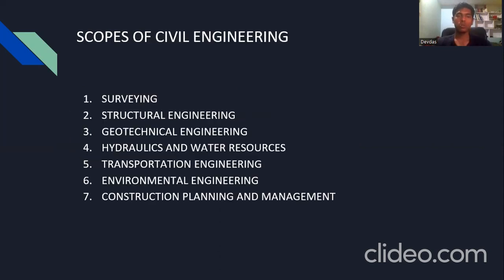So, scopes of civil engineering. These are also known as fields of civil engineering. We are referring to seven main scopes, but there are more than seven, or eight, or even nine. The main scopes are surveying, structural engineering, geotechnical engineering, hydraulics and water resources, transportation engineering, environmental engineering, and construction planning and management. We'll go through each scope or field briefly, so we understand each one.